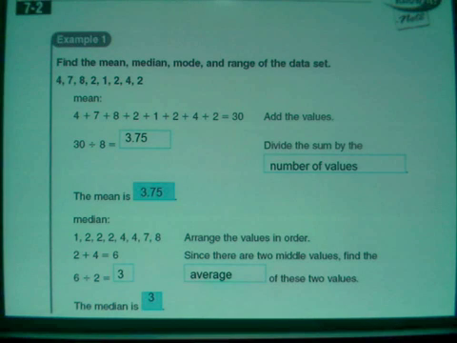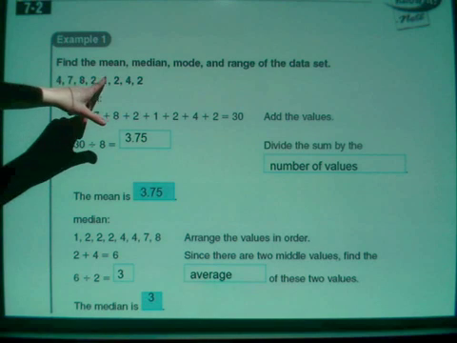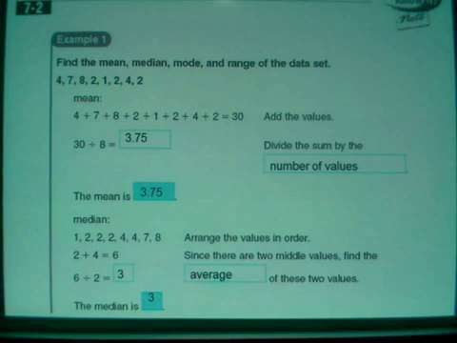For the mean, what you need to do is add up all the numbers to start. As you can see, they're adding the 4, the 7, the 8, the 2, the 1, the 2, the 4, and the 2 to get 30. To find the mean, you divide by how many numbers are on the list. There are 1, 2, 3, 4, 5, 6, 7, 8 numbers on that list. So they're dividing by 8, and 30 divided by 8 is 3.75, meaning that the mean is 3.75.